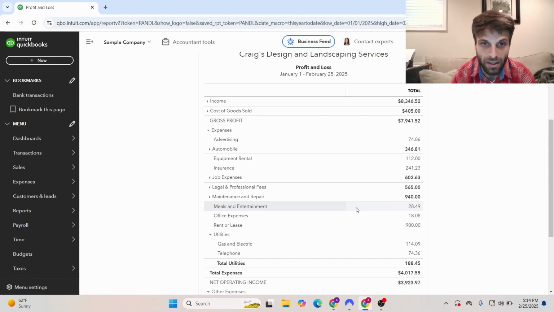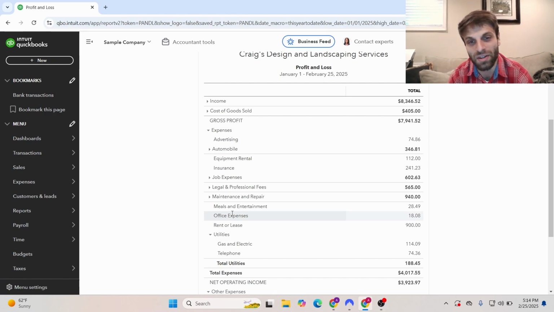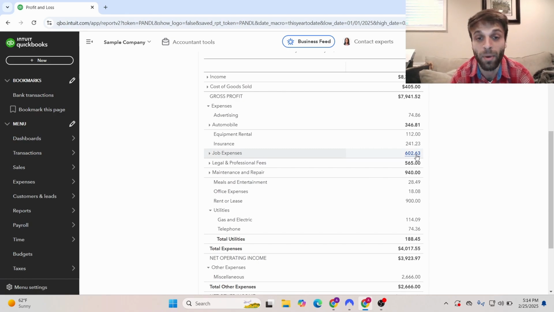And we also have meals and entertainment. Make sure that those meals are in fact business meals, right? We don't want to be mixing personal expenses with our business expenses. If it's a company party, absolutely fine. Okay, and we also have office expenses, rent or lease. Lease maybe for the office or an office space. Gas and electric, we have utilities, so 2 different utility bills.